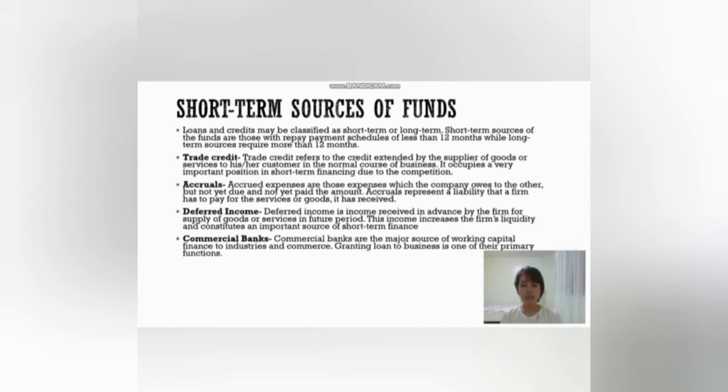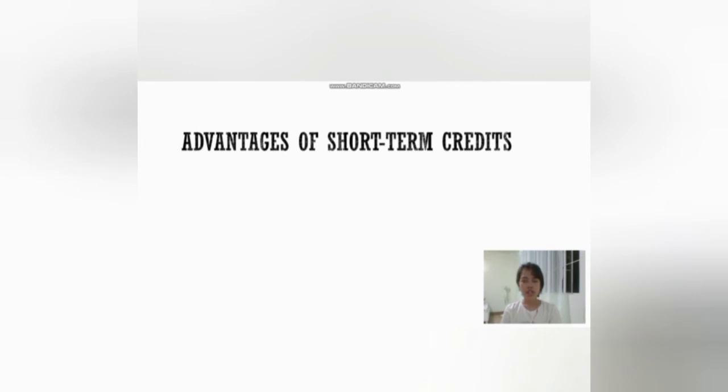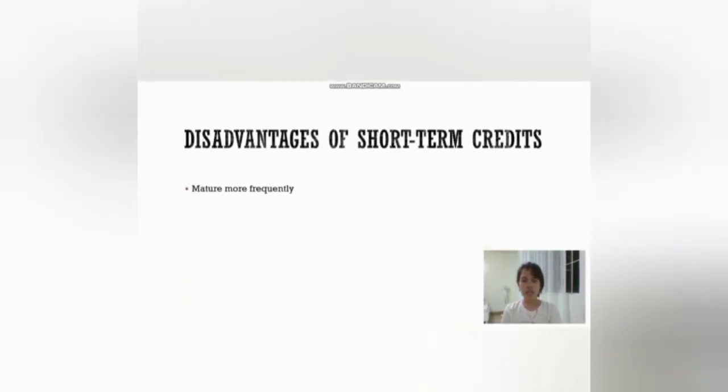Next is the commercial banks. Commercial banks are the major source of working capital finance to industries and commerce. Granting loan to business is one of their primary functions. Advantages of short-term credits: easy to obtain, often less costly, and offers flexibility to the borrower. While the disadvantages of short-term credits are they mature more frequently and may at times be more costly than long-term debts.